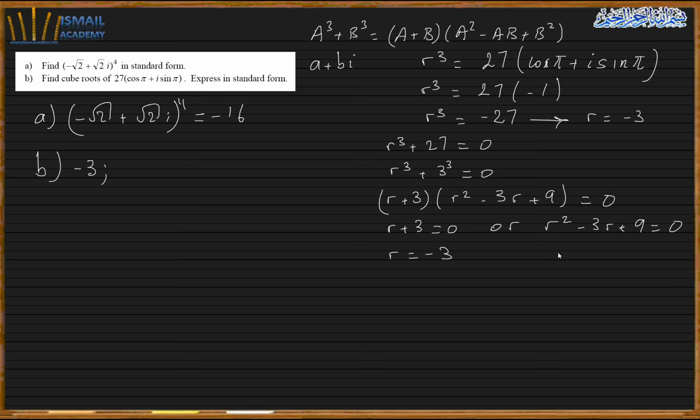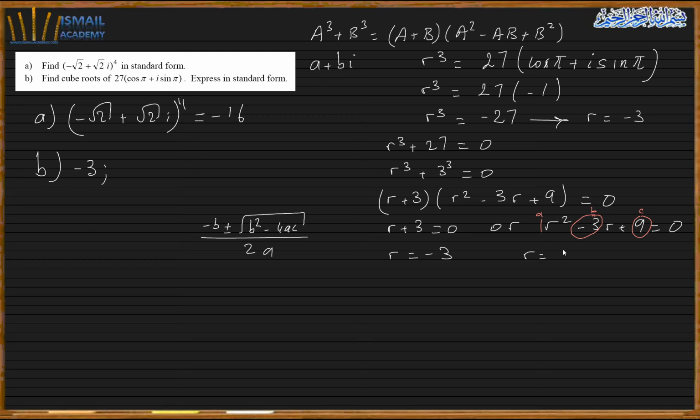The second one is quadratic. I just need to use the quadratic formula. So I use minus b plus or minus square root of b squared minus 4ac over 2a. So this is what I'm going to use. So here my a is 1, b is minus 3, and c is 9. So a, b, c. So here I'm going to get my answer.